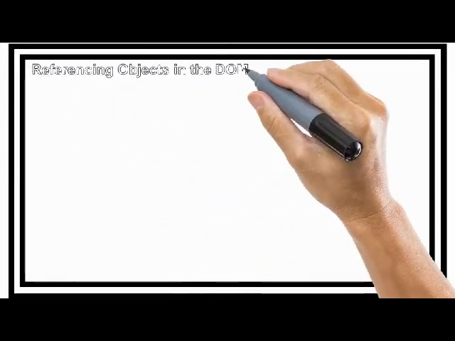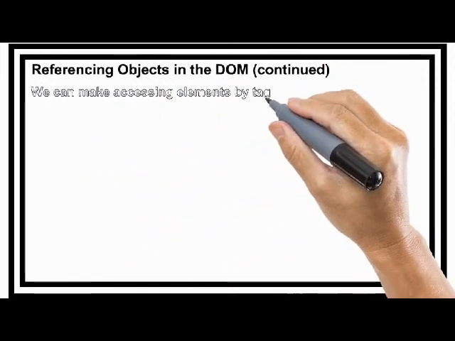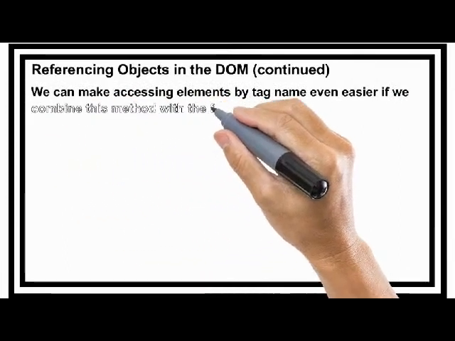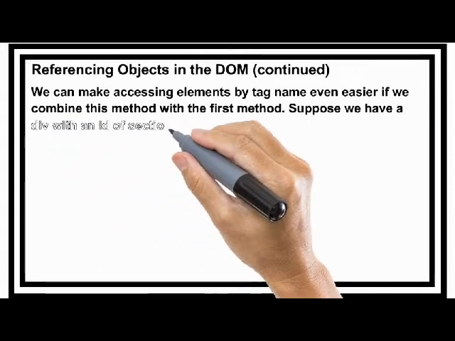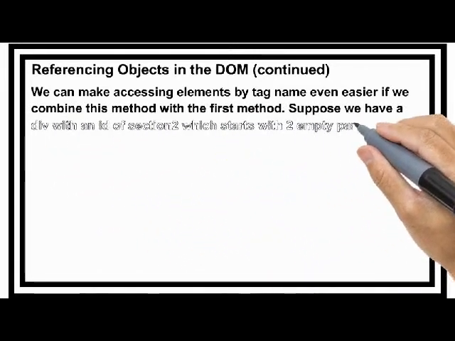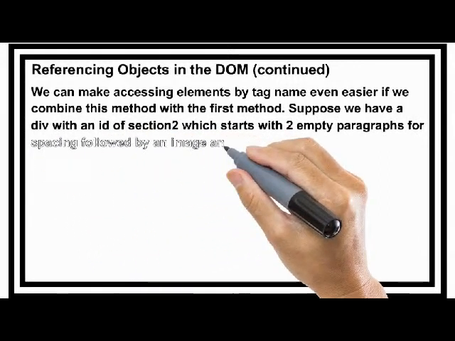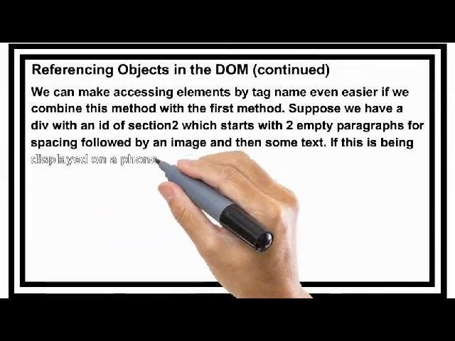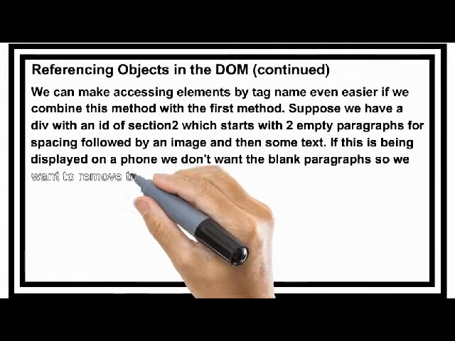Referencing objects in the DOM continued. We can make accessing elements by tag name even easier if we combine this method with the first method. Suppose we have a div with an ID of section2, which starts with 2 empty paragraphs for spacing, followed by an image and then some text. If this is being displayed on a phone, we don't want the blank paragraphs, so we want to remove them.